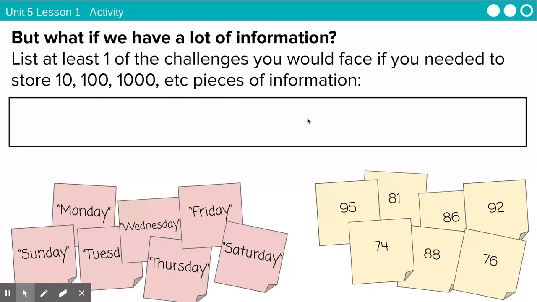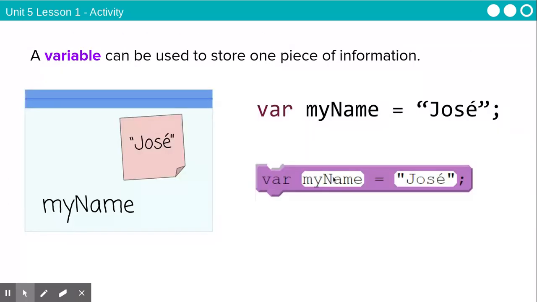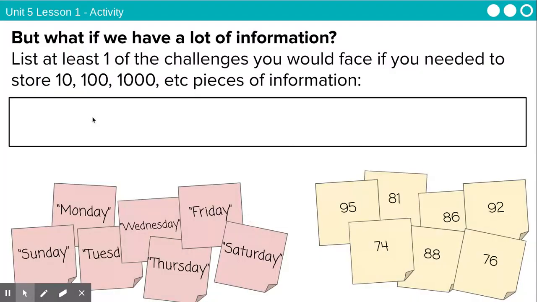List at least one of the challenges you would face if you needed to store 10, 100, 1,000 pieces of information. If it's a variable, like in the last example, my name, or if there's just a couple things, that's fine. But what if you have 100 different things to put in there? Think about one of the problems. Just in your own words, put down one issue that you think you would have if you had a large amount of information.